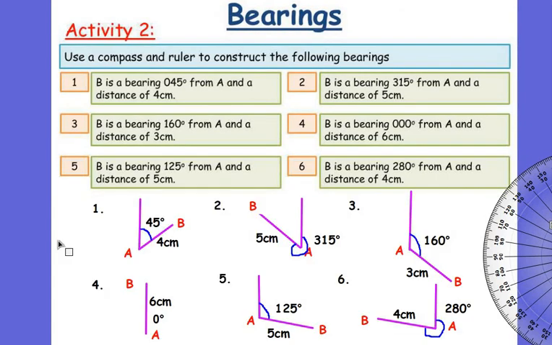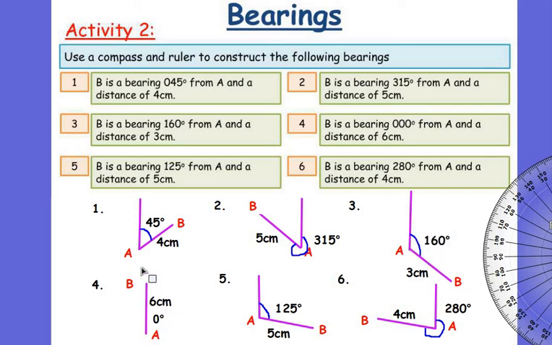And here are the answers I'm looking for. Approximately, your diagrams will look something like this. The first one will be 45 degrees and a distance of 4 centimetres between A and B. The second one, you'll have a 315 degrees and 5 centimetres. The third one, it's 160 degrees and 3 centimetres.